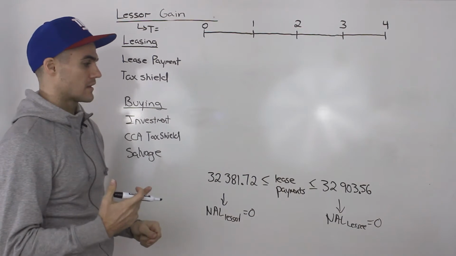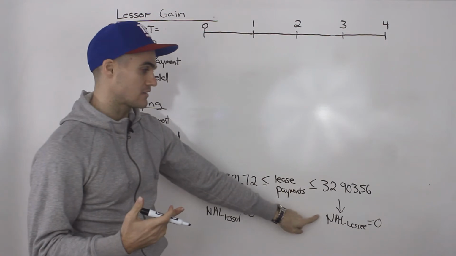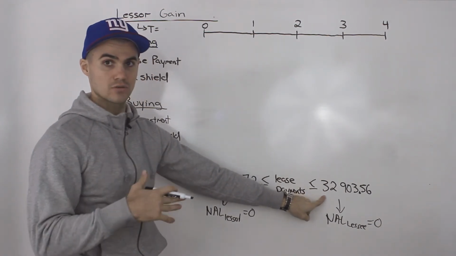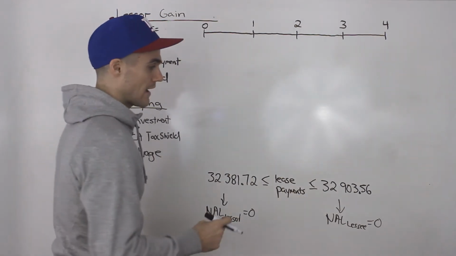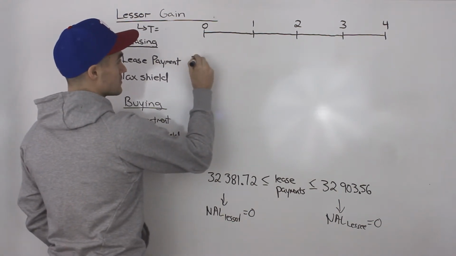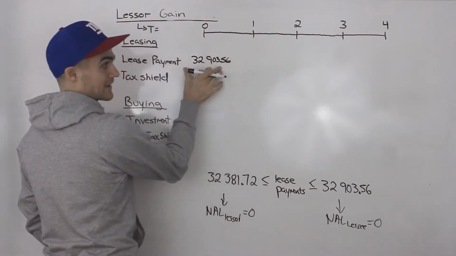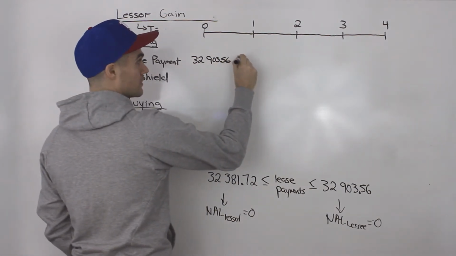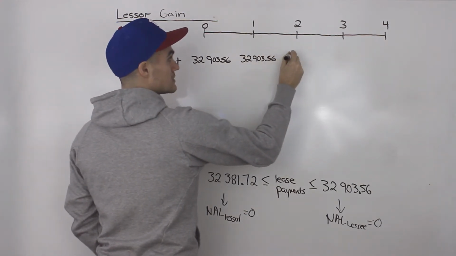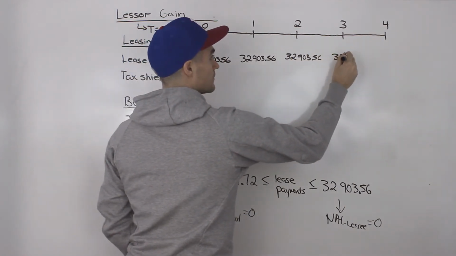So part B, they ask at a lease payment that has the lessee break even, so this payment here, this lease payment, what's the gain to the lessor going to be? So the way you do that is you take this lease payment here, you fill it out in the timeline. So this would be 32,903.56. The lease payments are happening at the beginning of each year. This would be 32,903.56. Same thing here. And then same thing here.